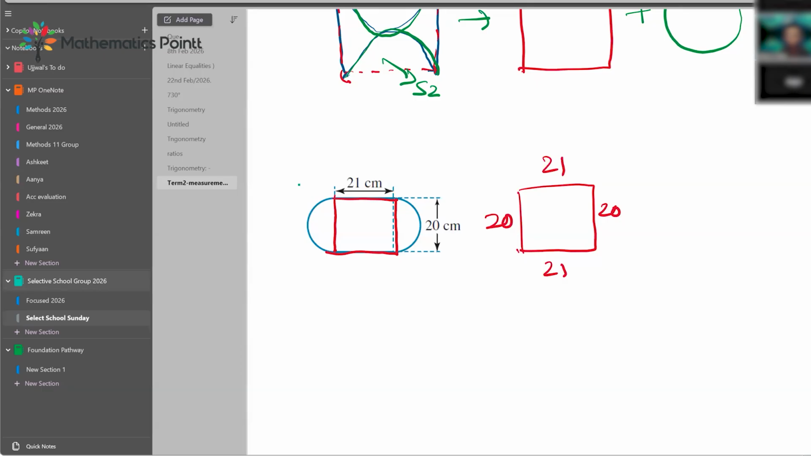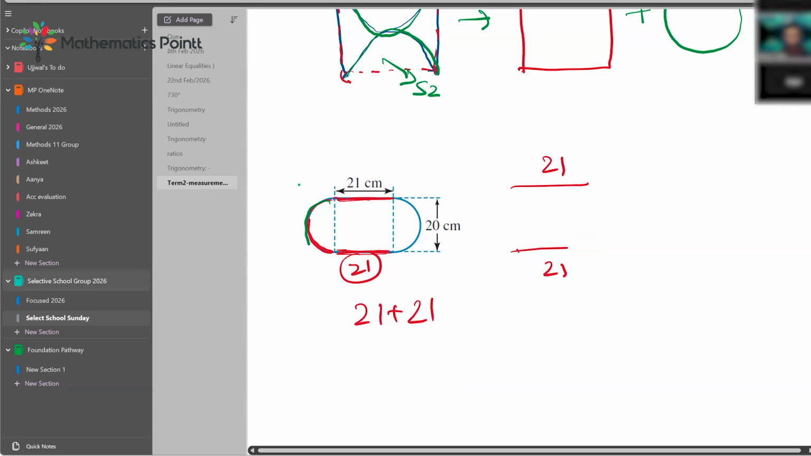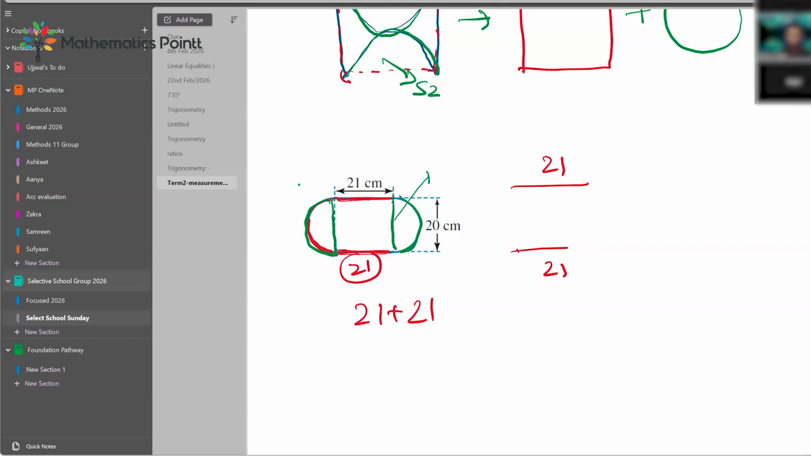So I have to eliminate. I just measure the 21, 21 here. So 21 plus 21. That measures maybe the lines that I've marked as red. And then I need to measure this. These two are equal. Maybe I change the color. This, the green one, are equal. And this is a semicircle with diameter as 20. So pi d plus pi d, which should cover the circle. Or should I say pi d over 2 plus pi d over 2, which covers both the semicircles.